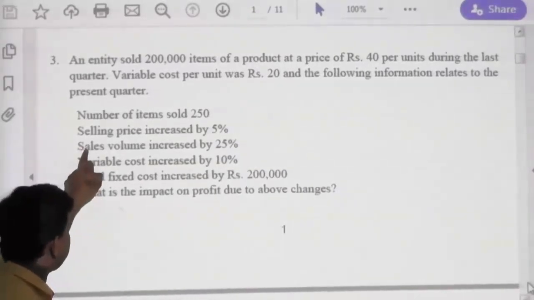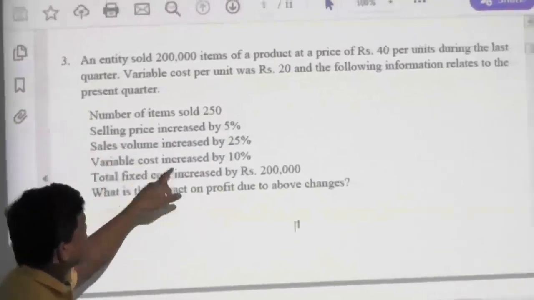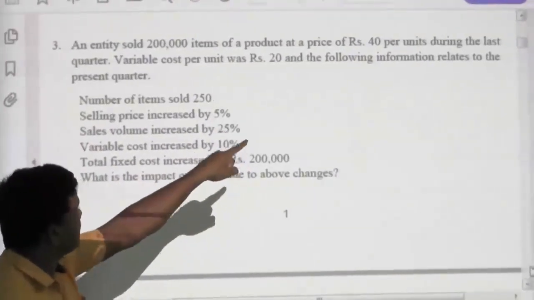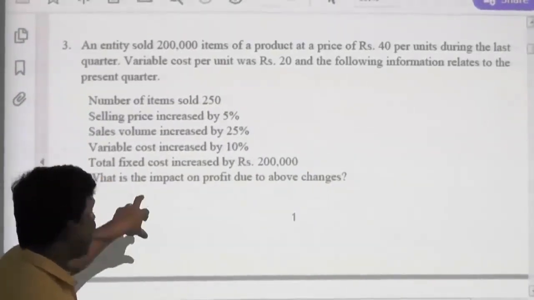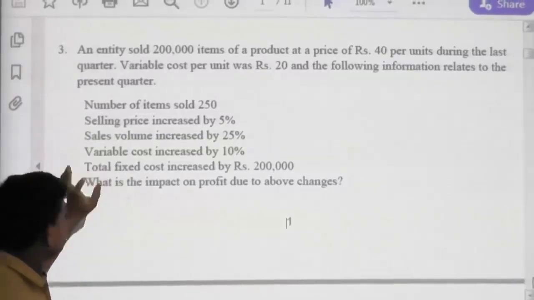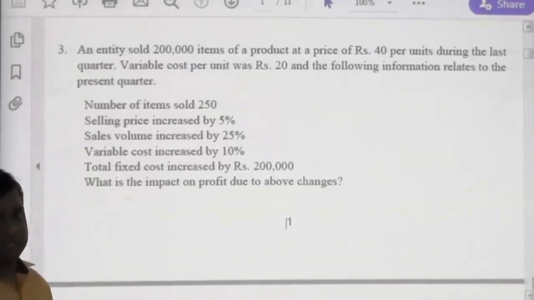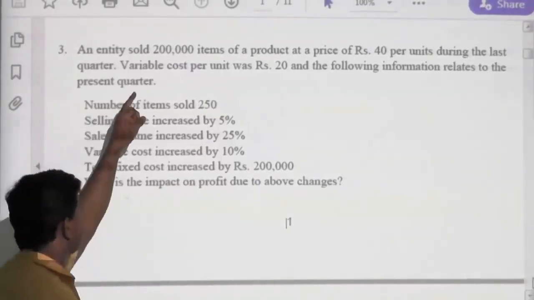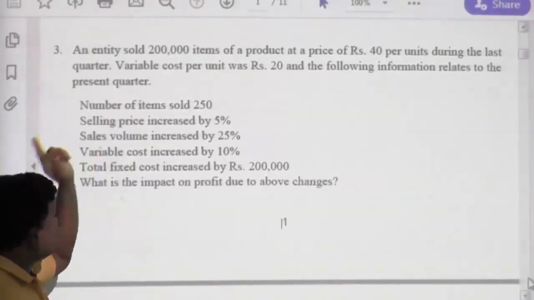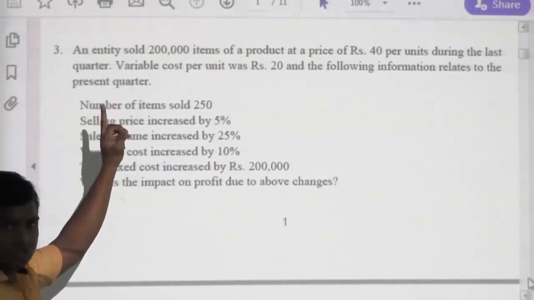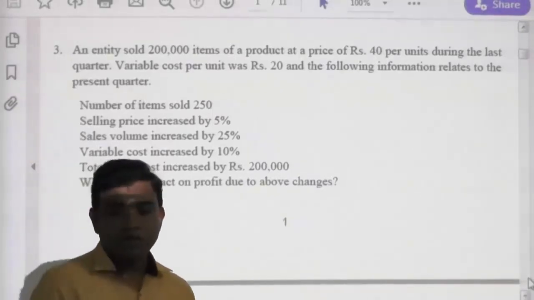Here see, sales volume increased by 25%, because this information given here, the following information, relates to the present quarter. Previous information was given for the past. Now they are giving information for the present quarter. In the present quarter, they have mentioned sales volume increased by 25%. Therefore, currently you have 200,000 units. If it is increased by 25%, definitely it will be 250,000 units. Therefore, number of items sold is 250,000 units. That would be the figure, right?